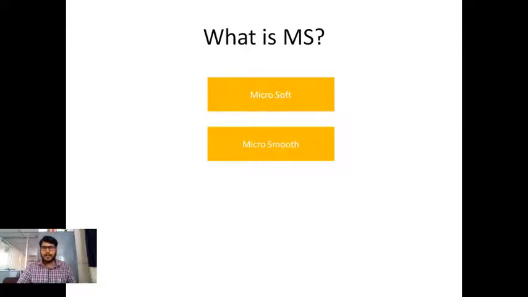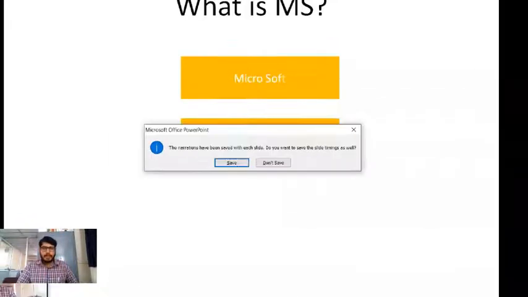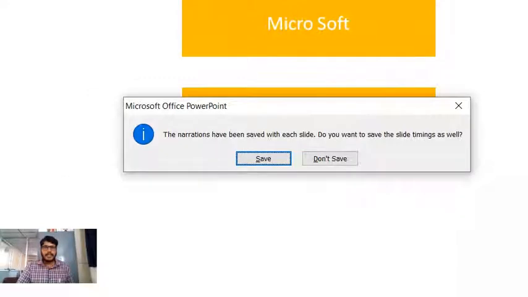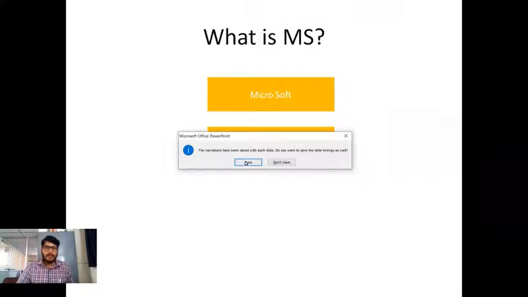So this is the end of the recording of my slideshow. Now I'm going to click the escape button here, so that I can end my slideshow. Okay, when I click on the escape button, you can observe here, it is showing a message saying that the narrations have been saved with each slide. Do you want to save the slide timings as well? Yes, I want to save the timings as well, so by clicking on the save button, I can save the slide timings as well. So now let me click on save here.